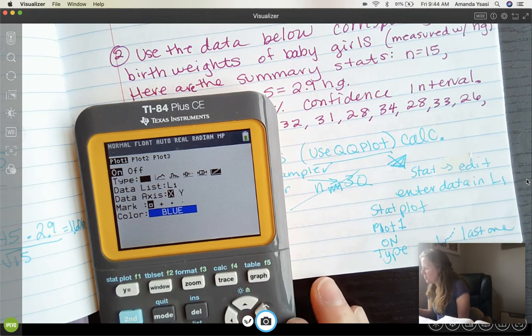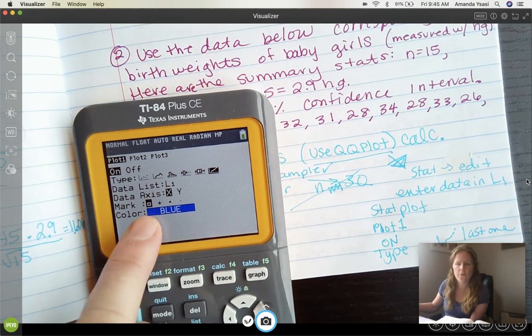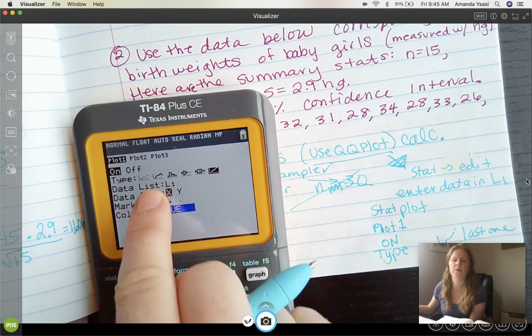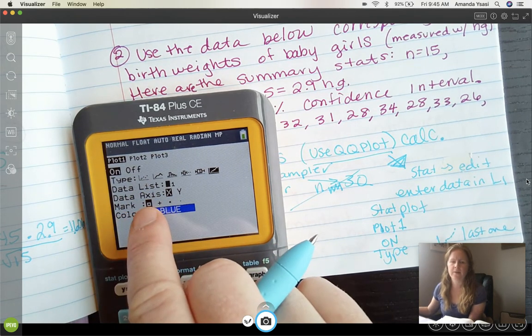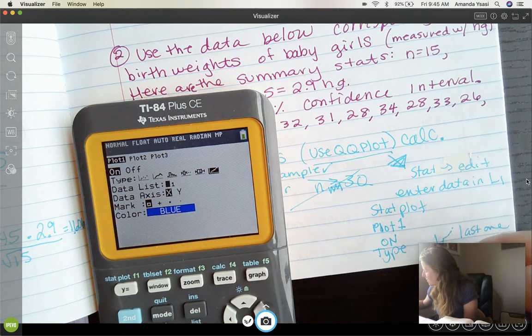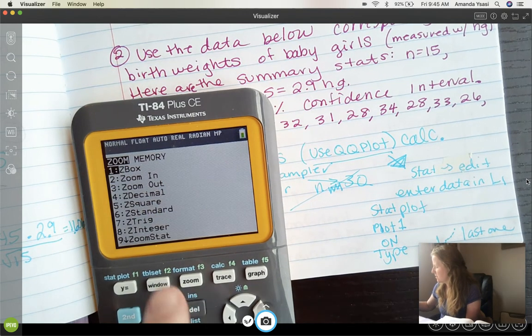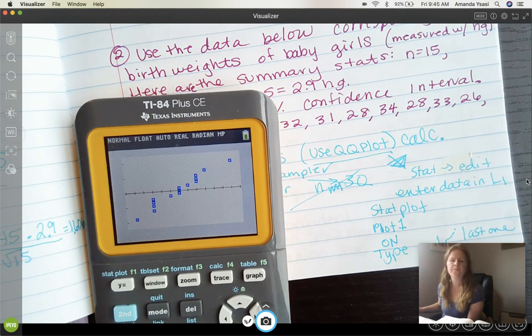And whenever you click that, it's going to change this whole bottom part. So it says data list L1, data axis X, and then mark it with whatever you want, color, whatever. Then you hit zoom 9 because that is your stat stuff. That's your data. You want to zoom into the data. And look at that.